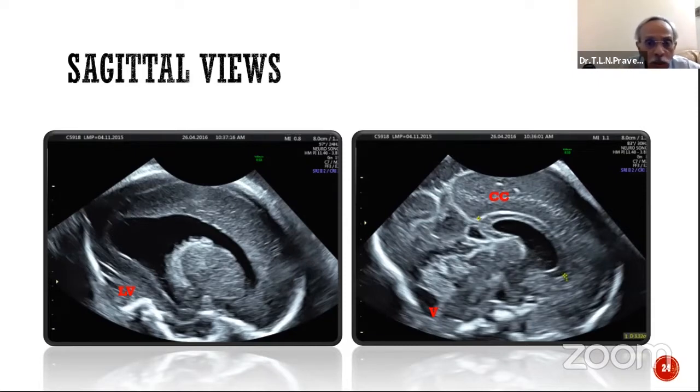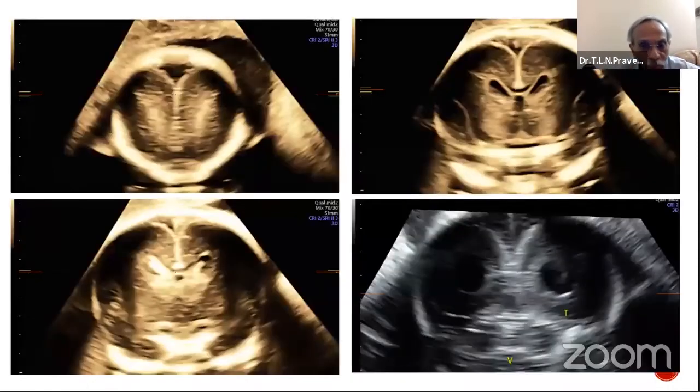Now, this is possible by just doing a transvaginal examination when the fetus is in vertex presentation. But when the fetus is in the breech presentation, it becomes very difficult to get, because transvaginal cannot be obtained. In that situation, maybe you will have to depend on the 3D reconstructions of sagittal sections by acquiring a volume.